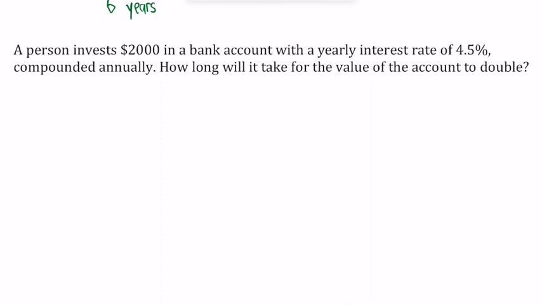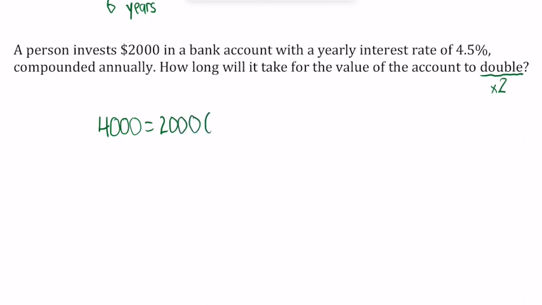This problem reads, a person invests $2,000 in a bank account with a yearly interest rate of 4.5%, compounded annually. How long will it take for the value of the account to double? So if we start with 2,000 and it doubles, double means we multiply the value by 2. 2,000 times 2 would be 4,000. So here we'll put 4,000 for the final value, 2,000 for the starting value.